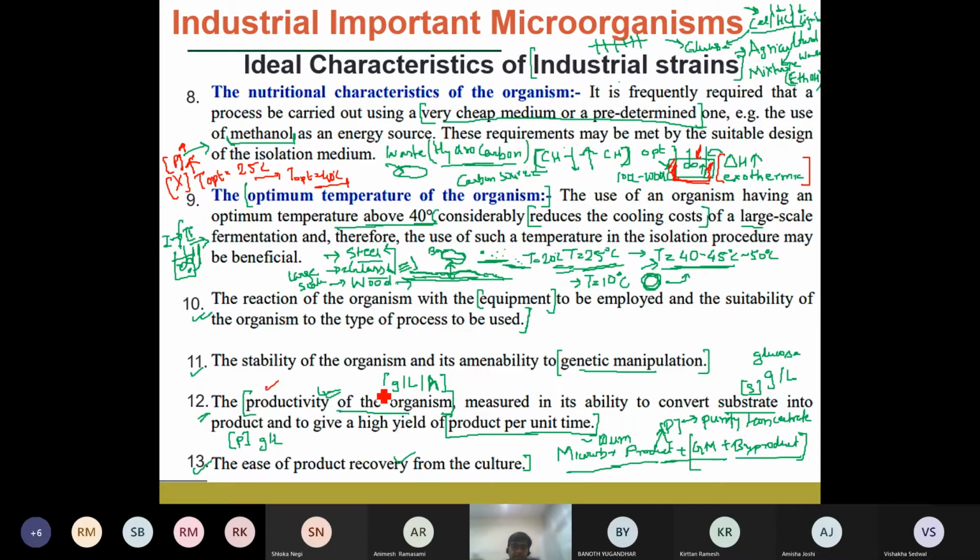The productivity of microorganisms is always measured as the change in concentration, in grams per liter, per unit time. So per unit time, how much the concentration of the product increases, and how much the concentration of the substrate, for example, decreases with time.